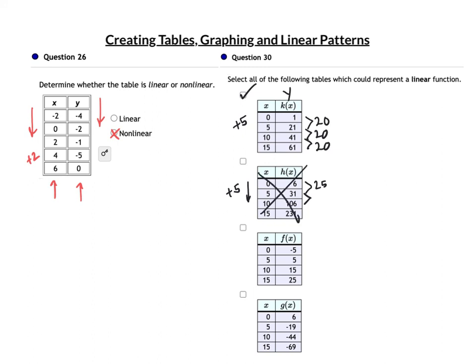For the third table, 0, 5, 10, 15, you're increasing by 5. -5 to 5 is an increase of 10, positive 10. 5 to 15 is an increase of 10, and 15 to 25 is an increase of 10. So this one is linear. For the last table, x is increasing by 5 again. 6 to -19 is a decrease of 25. -19 to -44 is another decrease of 25, as is the last one. So this is also linear. Both x and y have to change by a constant.